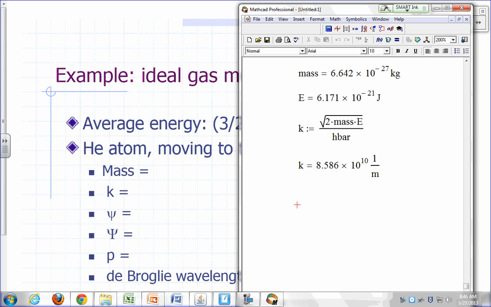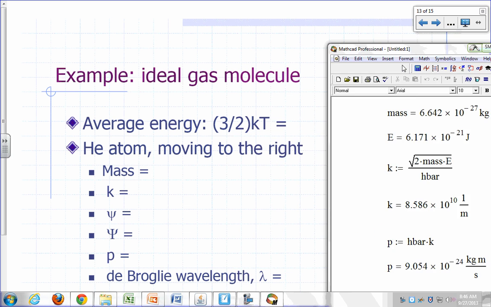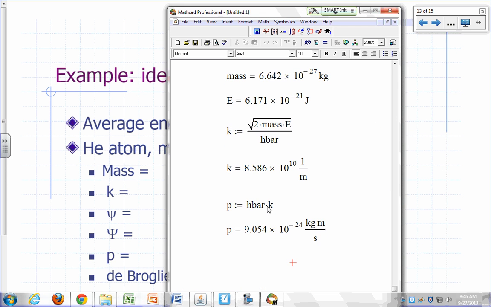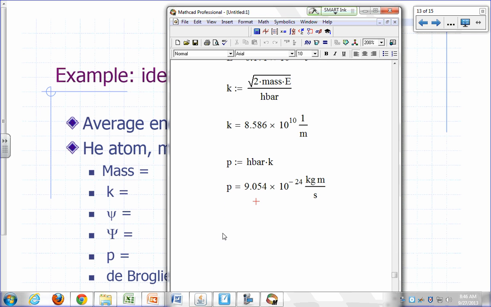Alright, so what about our momentum? h bar times k, right? So p equals that. And this is kilogram meters per second. And we said it's moving to the right, so it's positive h bar k. Momentum is positive. Alright, so what is our psi again? Little psi equals e raised to the power i times k times x, right? This is psi as a function of x.